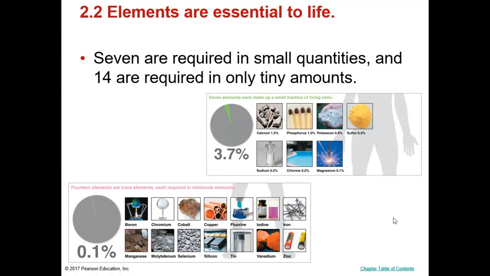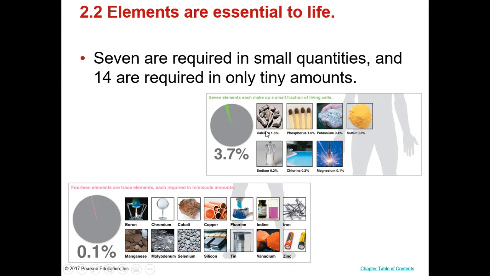There are other elements that are also required, but in smaller quantities. We're looking at calcium, phosphorus, potassium, sulfur, sodium, chlorine, magnesium, and then here on the bottom, we need these in even smaller quantities. Some of the important ones here would be fluorine, iodine, iron, and zinc for that matter. We need all of them, but these are important in terms of physiological function.